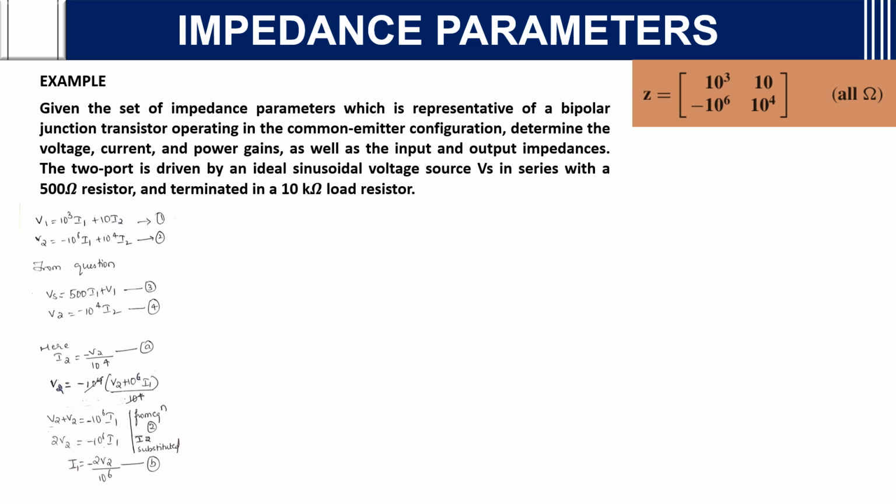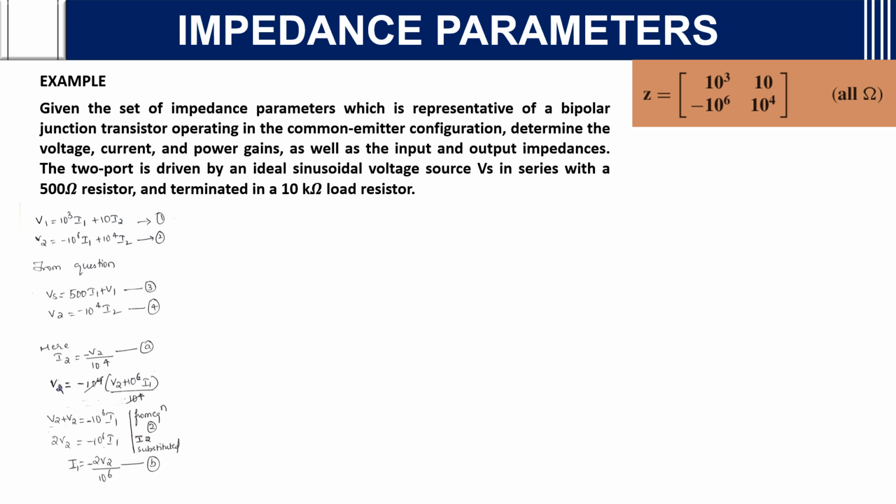After this, you need to substitute these values in the above equations. How to substitute? Here first you take this equation. From this, I2 is equals to minus V2 by 10 power 4. Then you consider this equation, then put the value of I2 from this equation. Why? Because V2 is there here and V2 is there here. If you take the equation in terms of I2 and substitute here, you will get the value of V2 from that.